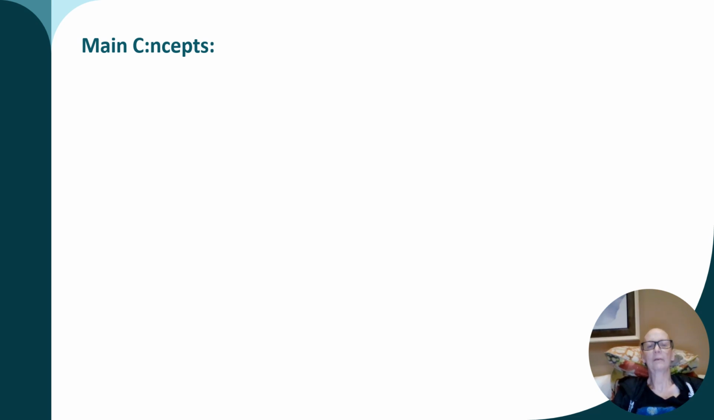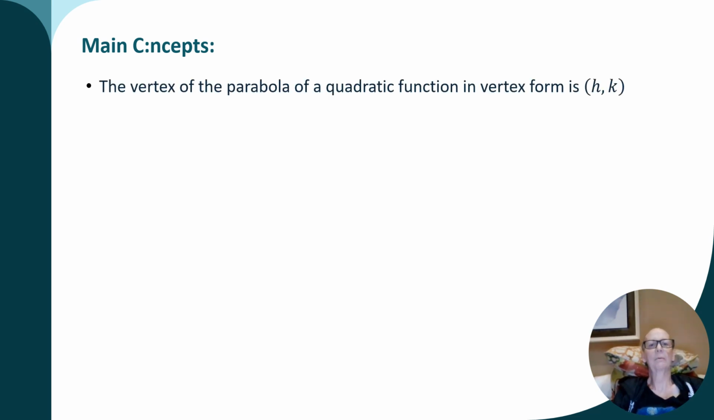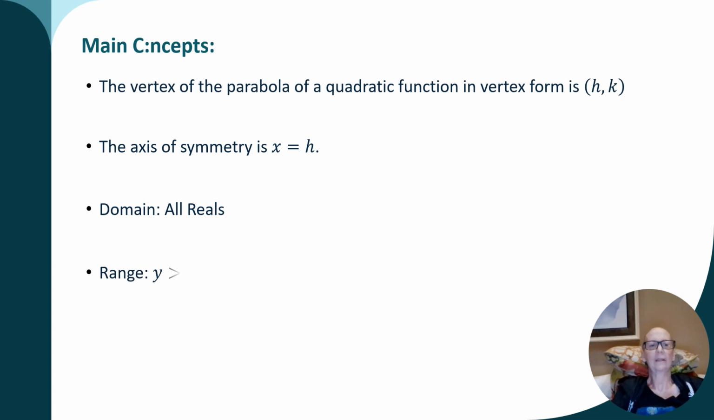Our main concepts are as follows. The vertex of the parabola of a quadratic function in vertex form is (h, k), like it always has been. Axis of symmetry is x equals h, that's just something that's even on both sides as far away from the vertex. The domain is all reals, and the range is y is greater than k. So it starts at that k value of the quadratic function and gets higher as long as it's a positive value on the function. If it's negative, it'll be less than. So that's how that works.